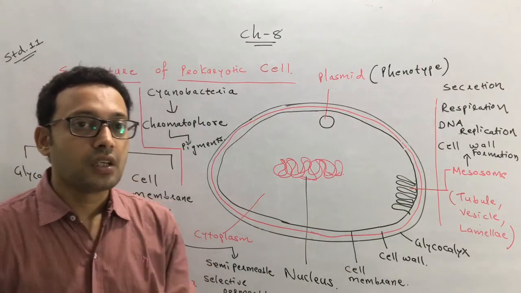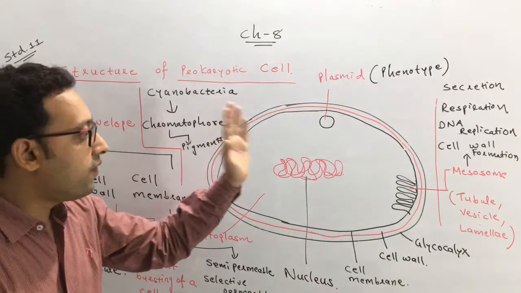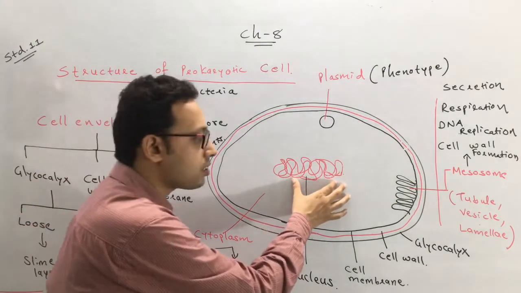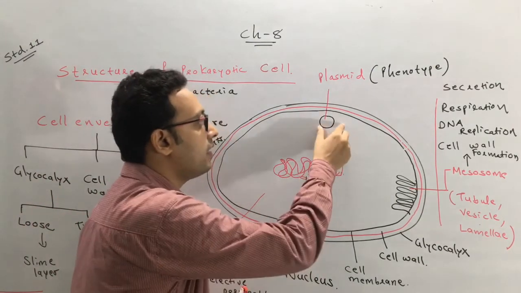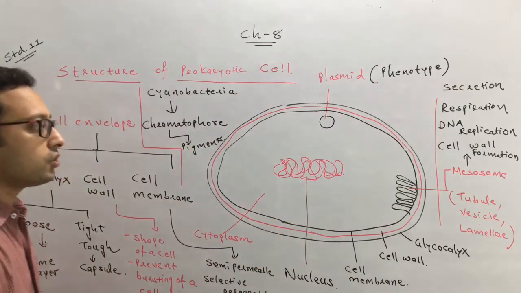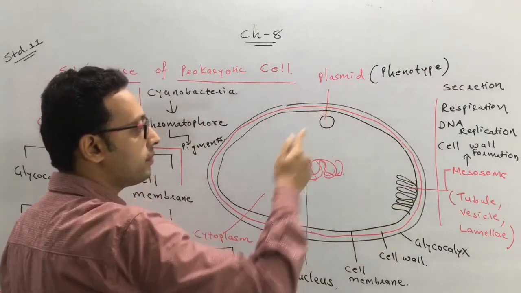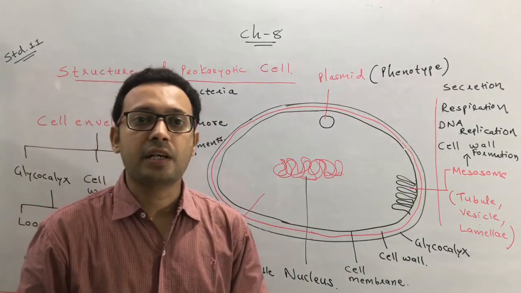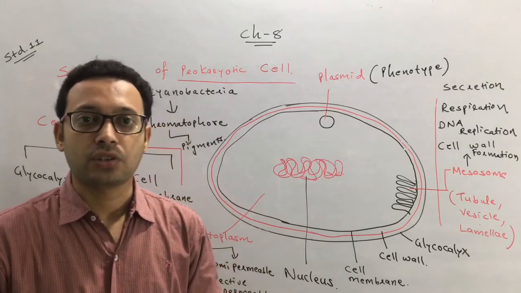So, students, we have discussed the first two components of the bacterial cell. The first is the nucleus, that means genomic DNA, and a small circular DNA, the plasmid. Second, we have also discussed the cell envelope. Okay, and we will discuss the other components in our next session.